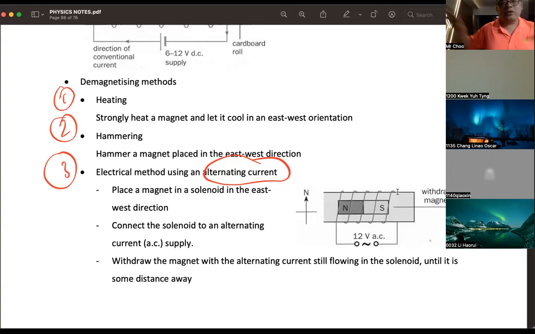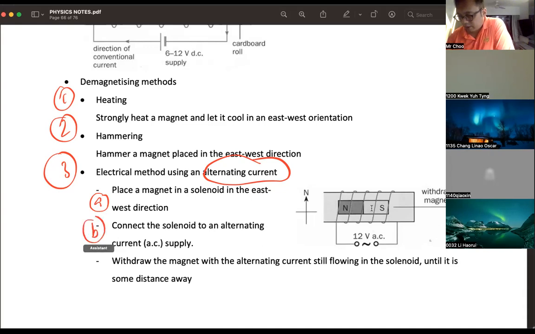But that is not it. Okay, that is not it. First, you put the magnet in the east-west direction. There are three steps. Step A, you put the magnet in the east-west direction. The current must be alternating. Okay, and that is not it. While the current is alternating, you need to pull the magnet away from the solenoid. So it's a complicated process.